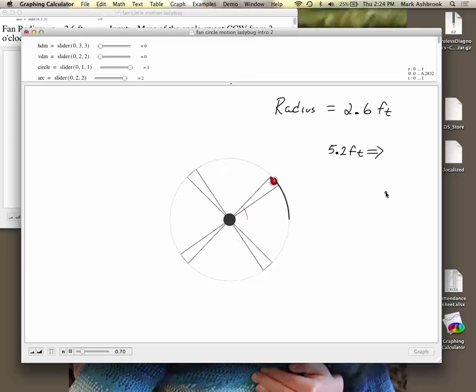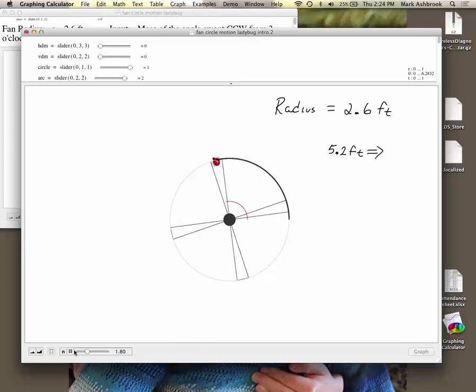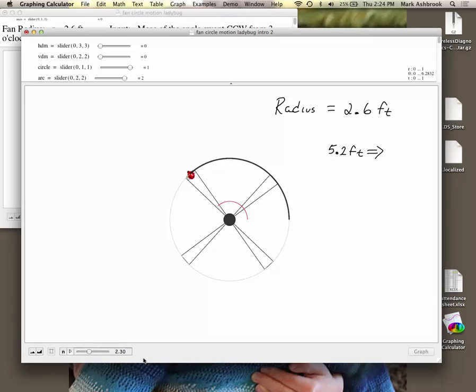Okay, so 5.2 feet. So the radius is 2.6 feet. The bug sweeps an arc of 5.2. I think it asks how many radians does the fan rotate? Is that what it asks? So, Zach, right here: how many radians did the fan rotate as the bug traveled 5.2 feet along the arc?